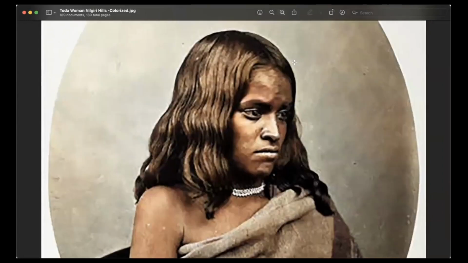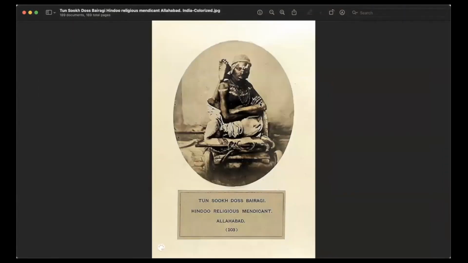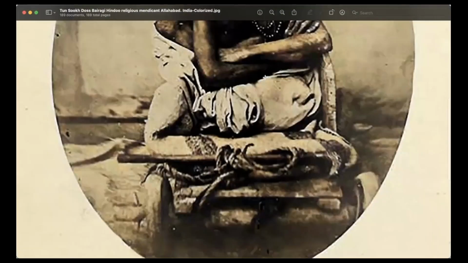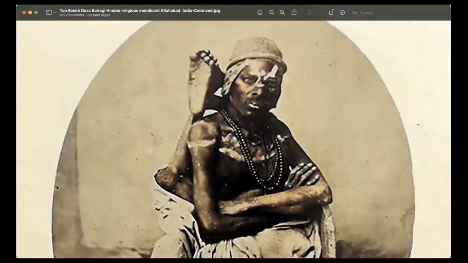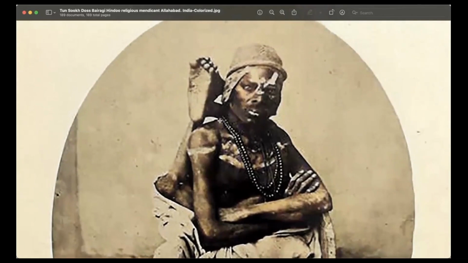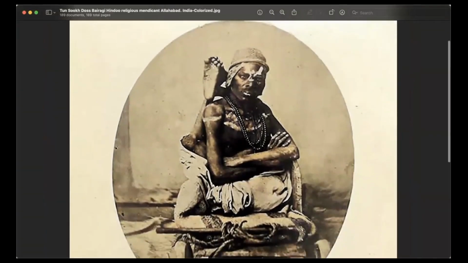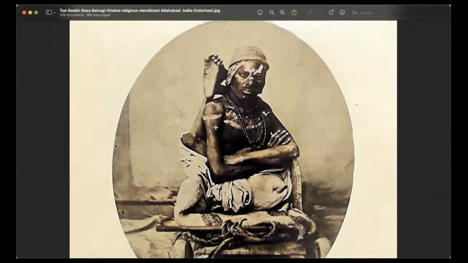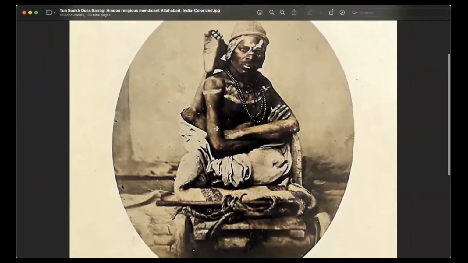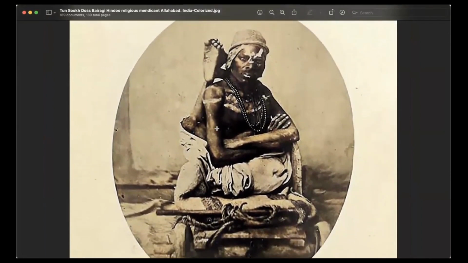So swarthy. Tu Suk Dos Bairagi people. A Hindu religious mendicant from Allahabad, India. And look what he's doing. Let me show you. He's got his feet up. Look how he's bent up. Who taught him that stuff? Check it out, guys. Hindu. This is an awesome picture right here. Look how he's bent. He ain't even feeling it. No sweat. And he's got his arms folded like, what?